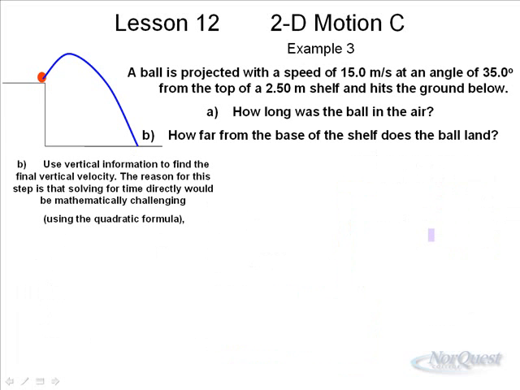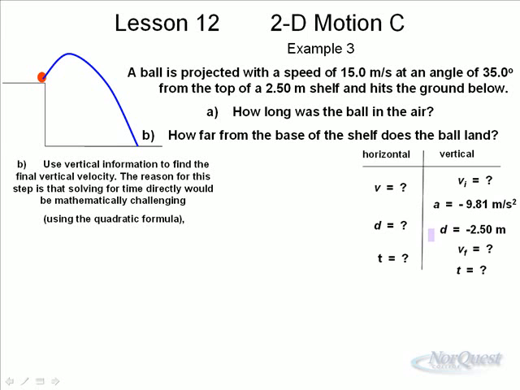The reason for this is that if you tried to solve for time using d equals v_i t plus 1/2 a t squared, you would find that because the t is in two places at once, it's difficult to solve for. You would have to use the quadratic formula from Math 20 or Math 30, and it gets a little bit messy. It's a challenge, and some of you, I'm sure, are capable of it, but there's an easier method, and that's step B here.